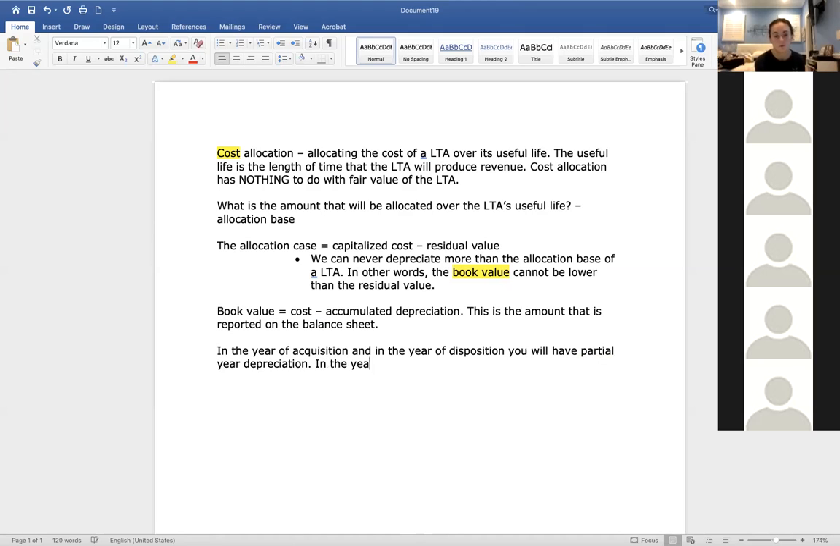So in the year of acquisition, you will calculate depreciation for the portion of the year that the asset was used, which would be from the date of acquisition to the end of the year.